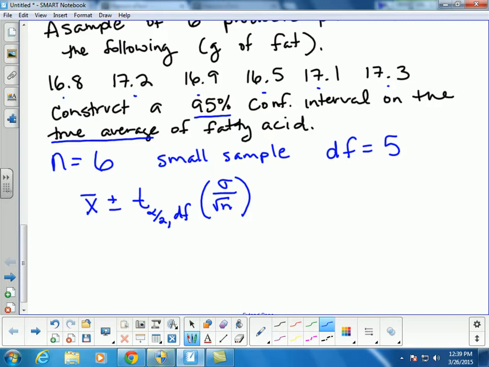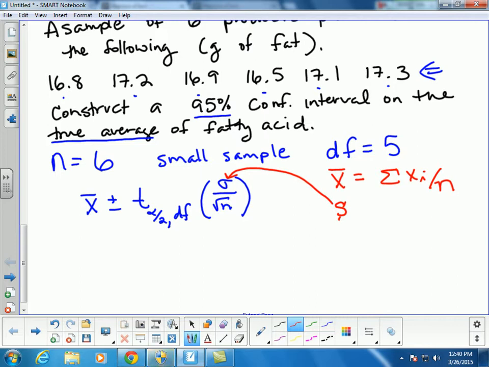Okay, so from this data right here, we need to find the mean, right? So that's kind of a separate thing. X bar, you can either add them all up and divide by n, and we also are going to need the standard deviation, or s. In this case, we're going to take s and plug it in for our standard deviation because we don't have the population standard deviation. It's coming from a sample.